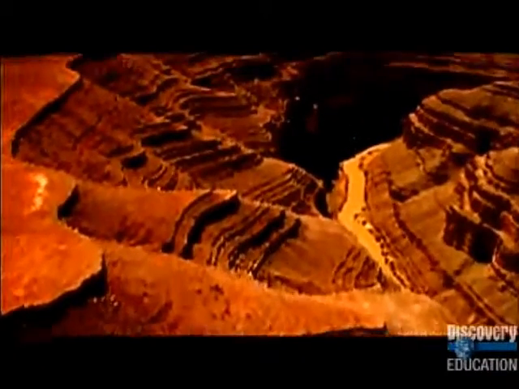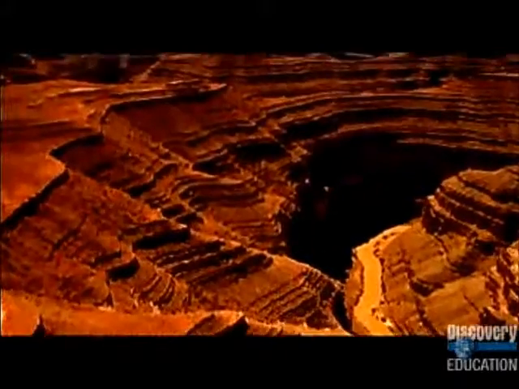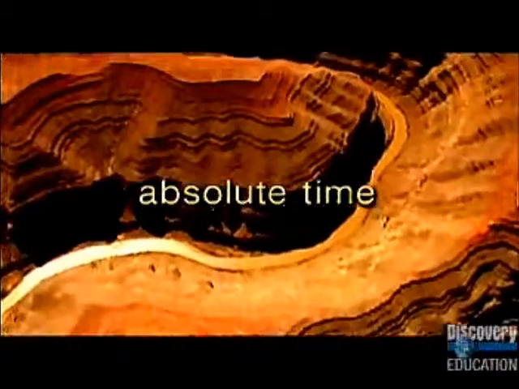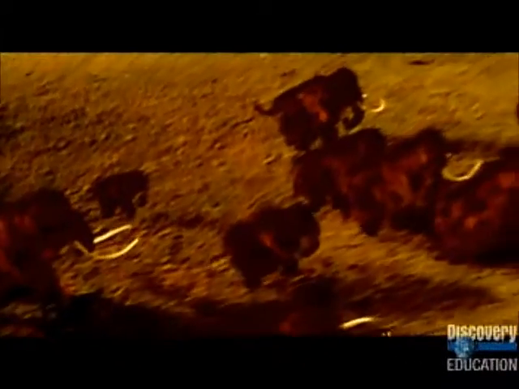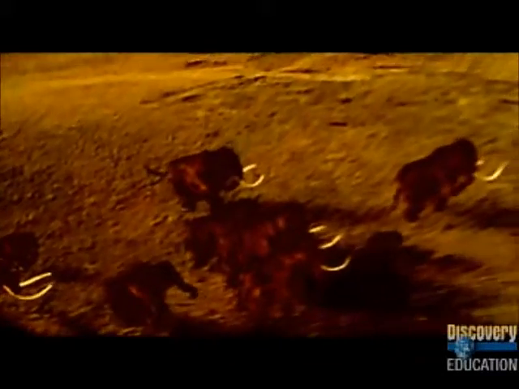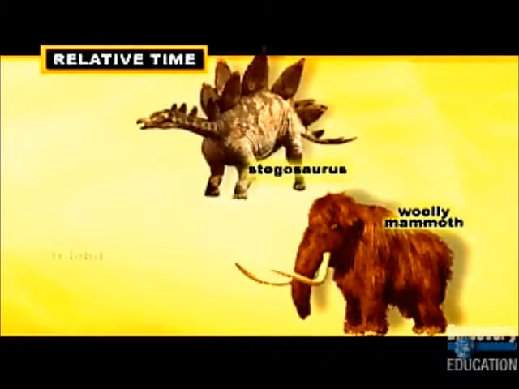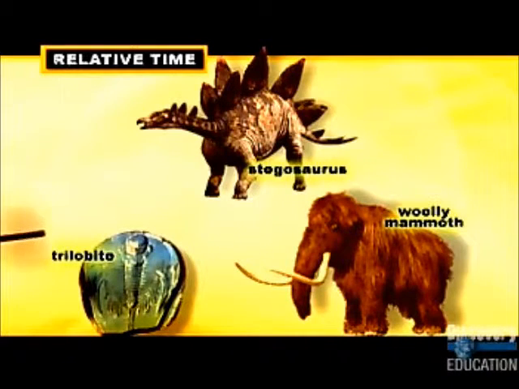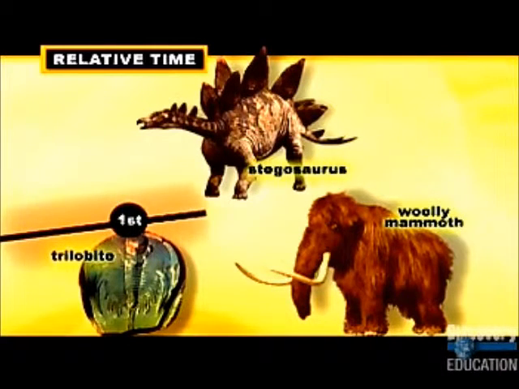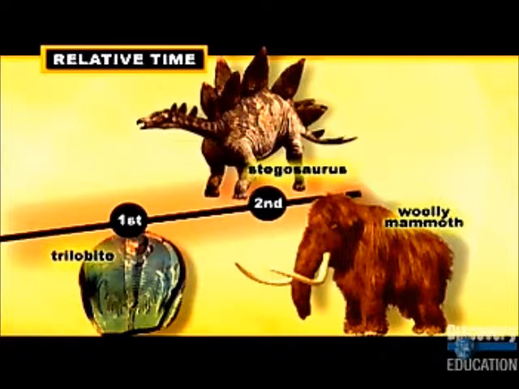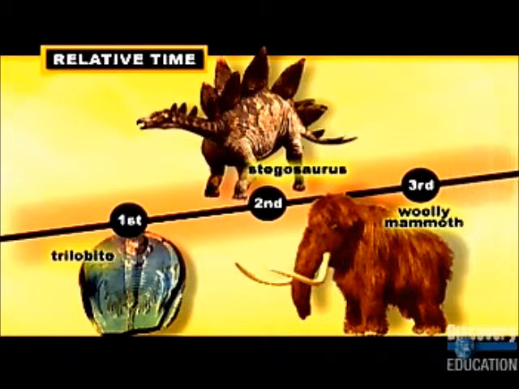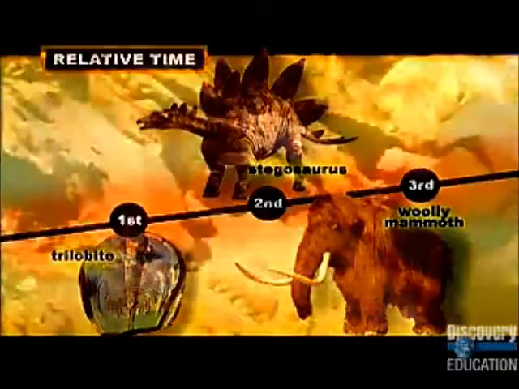Geologists have two scales by which to measure geologic time. These are relative time and absolute time. Relative time deals with the sequencing of events, the order in which things happen. For instance, which came first? The woolly mammoth, the stegosaurus, or the trilobite? Relative time doesn't describe exactly when an event happened, but rather what came before it and what came after it. Relative dating provides a chronology.